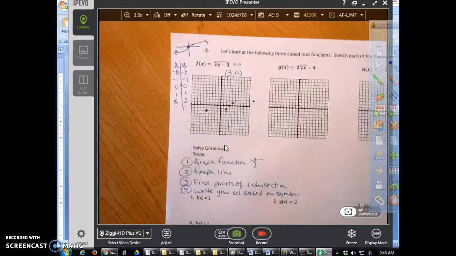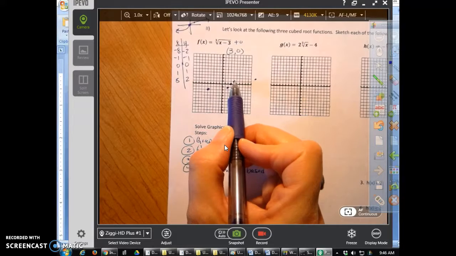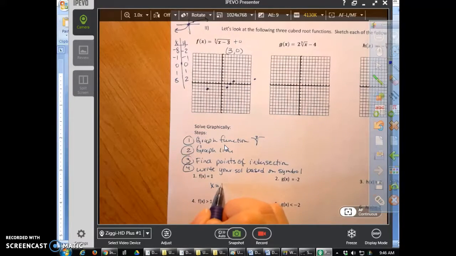Okay, so for this first one, I'm looking for where f is equal to 1. When I go across, I see it intersects right there at x of 4. So it's going to be a 4.